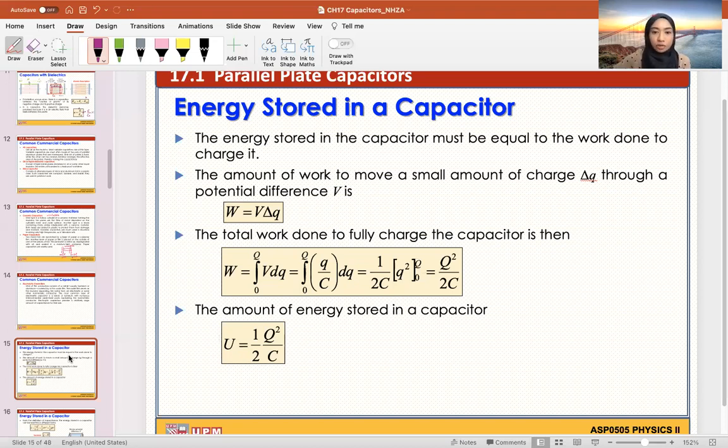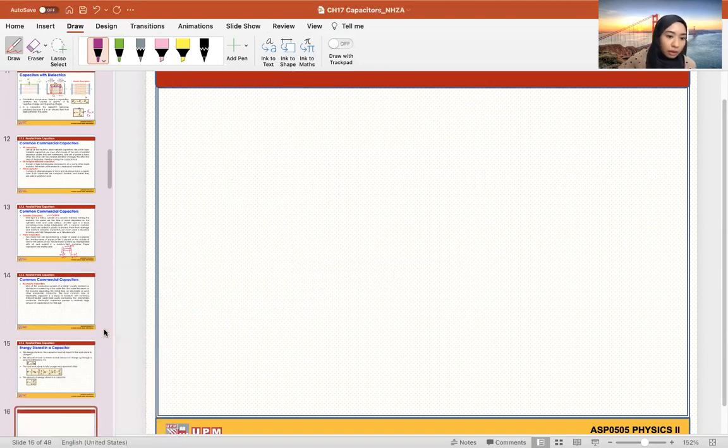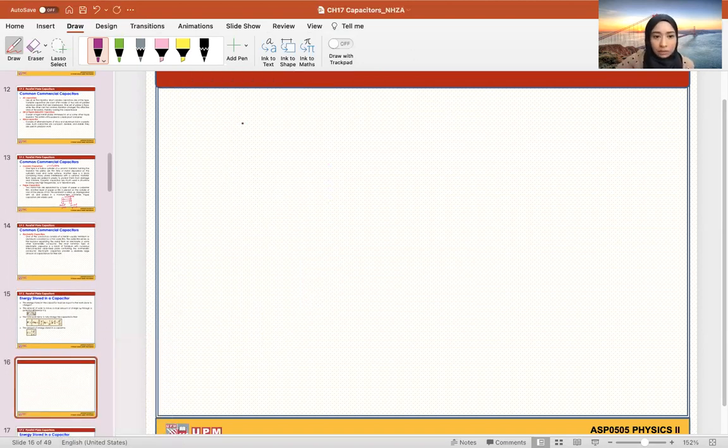Okay, so energy stored in a capacitor. Okay, before that, what time is it? Oh, it's already 50 minutes. So long. Before that, let's do a little recap on what we have learned so far, because it's kind of a lot, I know. So we talked about plates. We have a battery. This is a metal plate. We start off neutral.